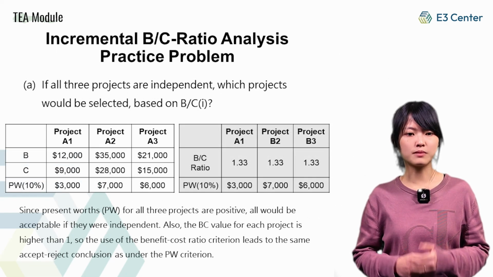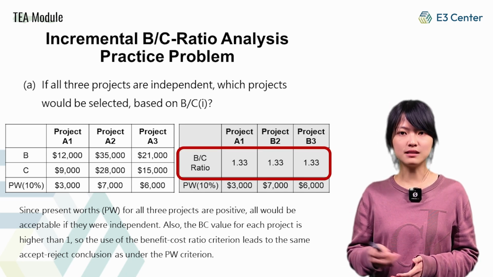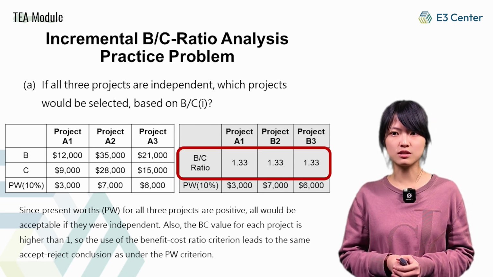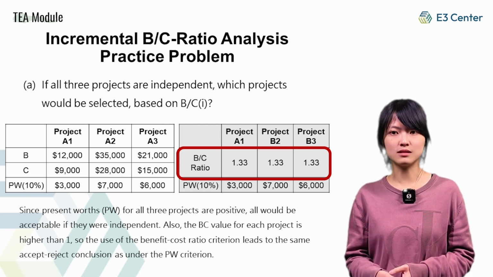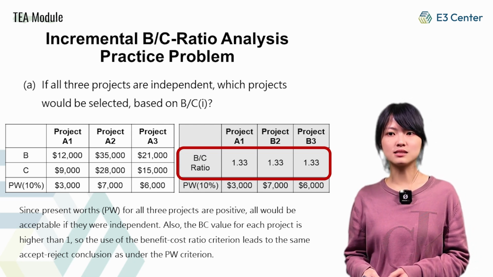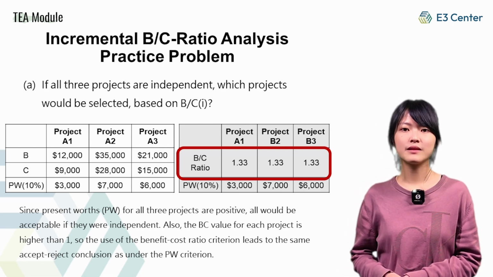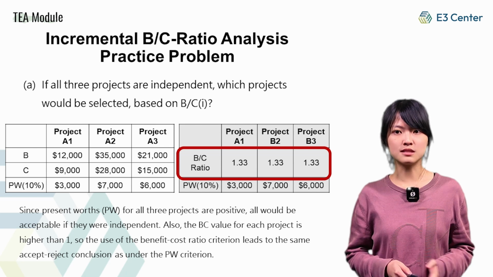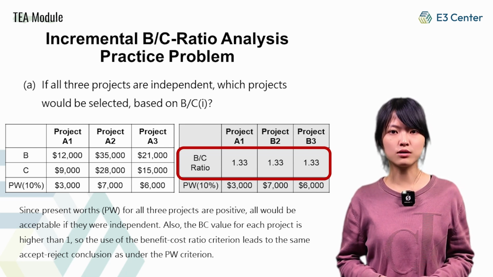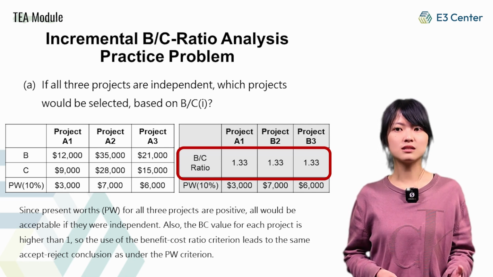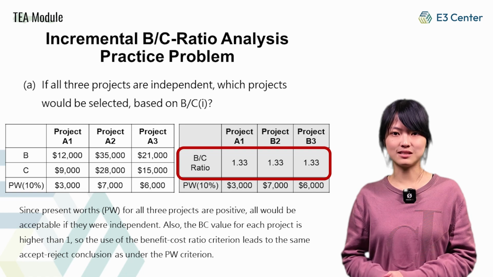To solve that, for part A, we need to calculate the BC ratio by dividing the benefits by the cost for each project. And we found out that all BC values are higher than 1 in this example. That means all of them are acceptable, given they are independent. Here, we can also observe that using the BC ratio criteria will lead to the same conclusion about accept or reject as under the PW or present worth criteria.